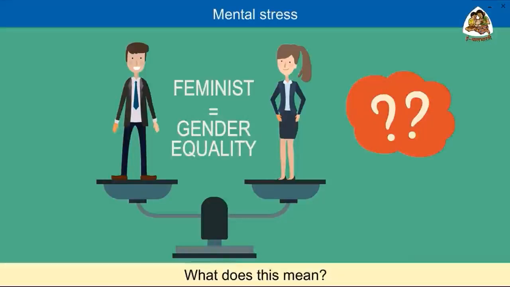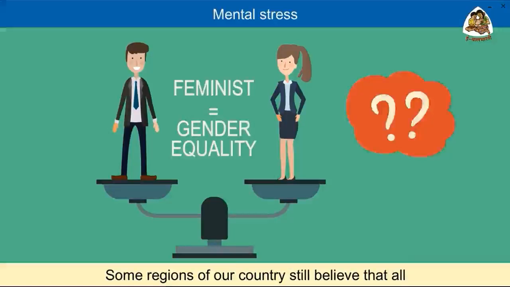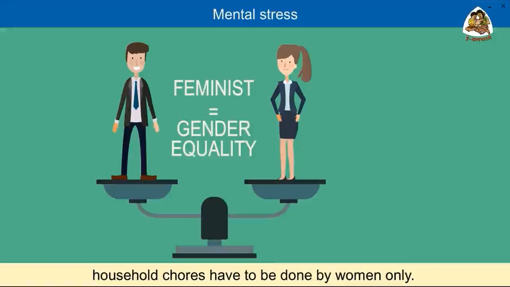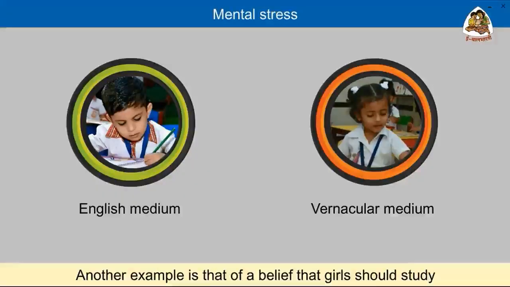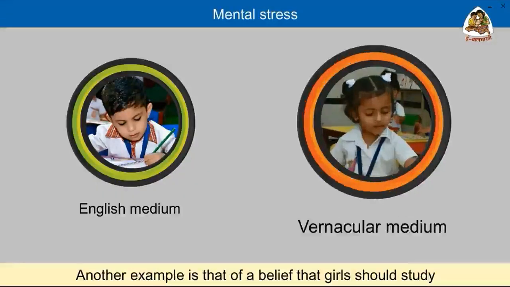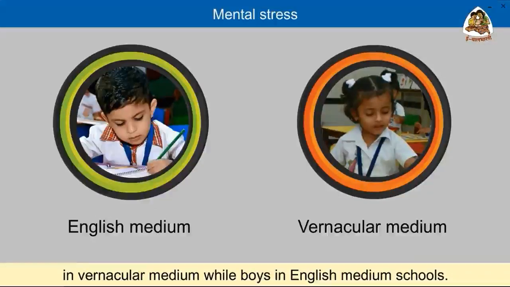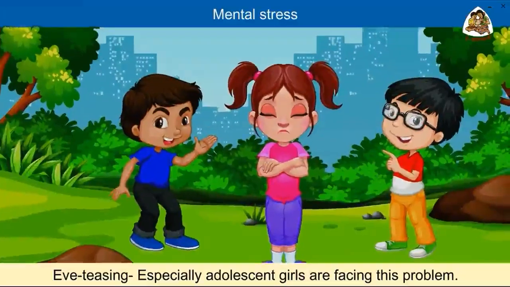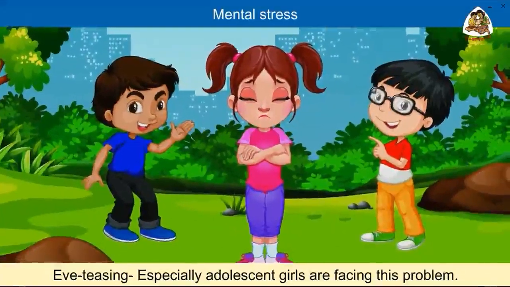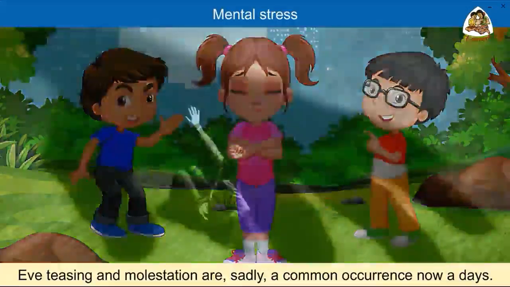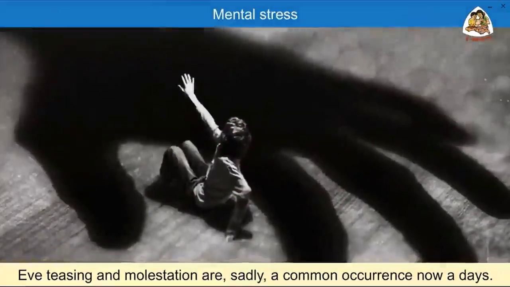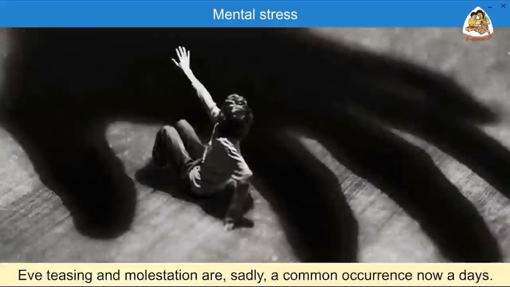What does this mean? Some regions of our country still believe that all household chores have to be done by women only. Another example is that of a belief that girls should study in vernacular medium while boys in English medium schools. Eve teasing, especially adults and girls are facing this problem. Eve teasing and molestation are sadly a common occurrence nowadays.